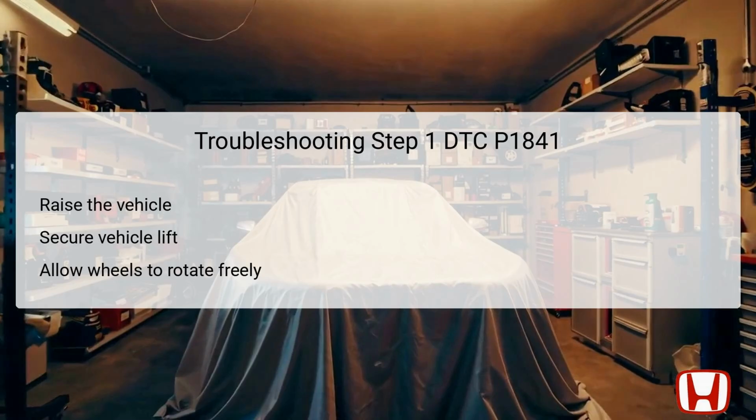The first troubleshooting step involves safely raising the vehicle on a lift. This is critical as it ensures that the vehicle is securely supported and allows all four wheels to rotate freely, which is necessary for accurate testing. It's important to engage the lift properly and ensure that the vehicle is stable to prevent any accidents during the inspection process.